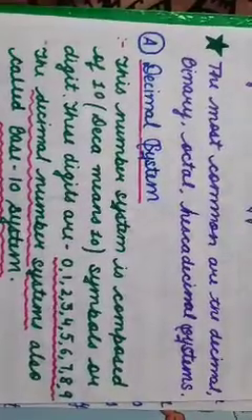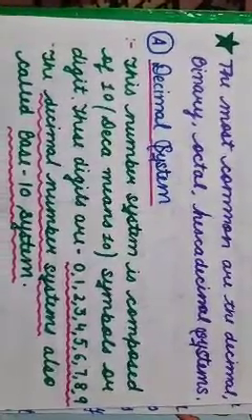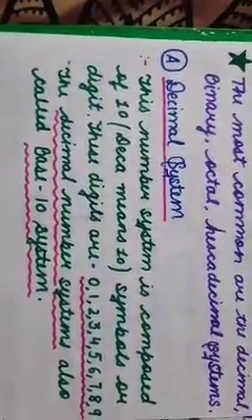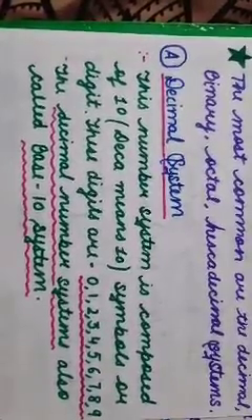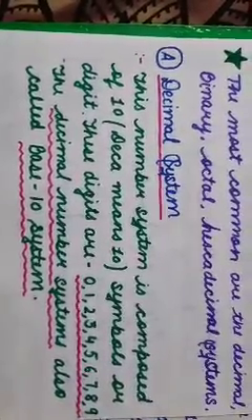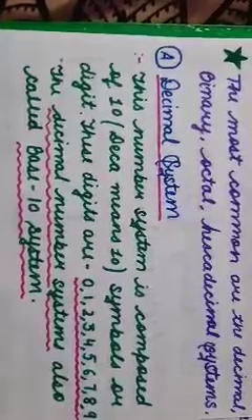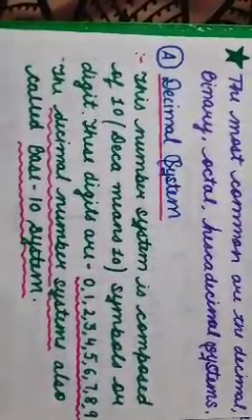First is the binary number system. Then is the octal number system, hexadecimal number system, and decimal number system. We first start with the decimal number system. In daily life and in math we use the decimal number system. This number system is composed of 10 digits. That is the deca. Deca means 10. The 10 digits are 0, 1, 2, 3, 4, 5, 6, 7, 8, 9. Total number of digits is 10.